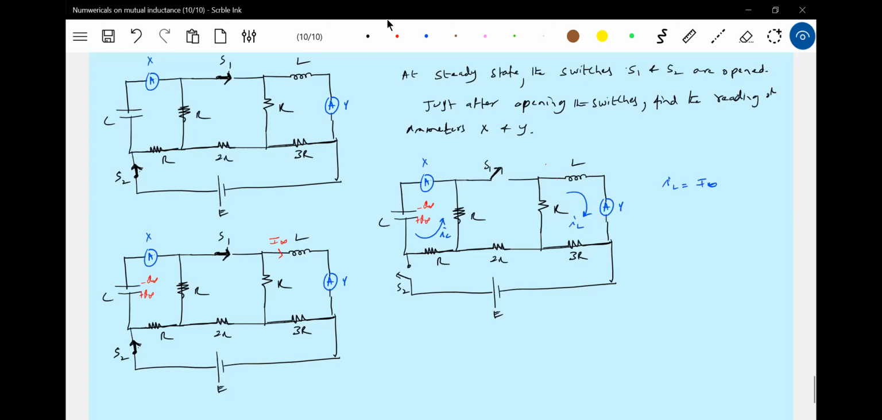So what are the types of questions? Instead of asking to find the reading of the ammeter, they may ask to find the direction of current through the ammeters. Earlier it was flowing from A to B. Now how will it flow? It will flow from B to A. Now it will flow from P to Q. And this is a very popular question, so just think on this one.